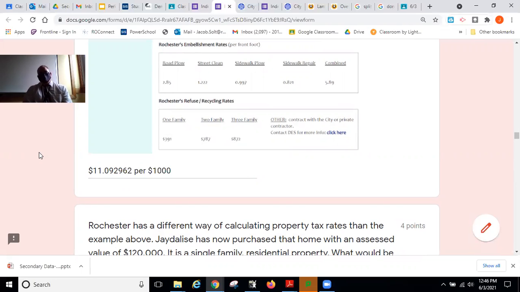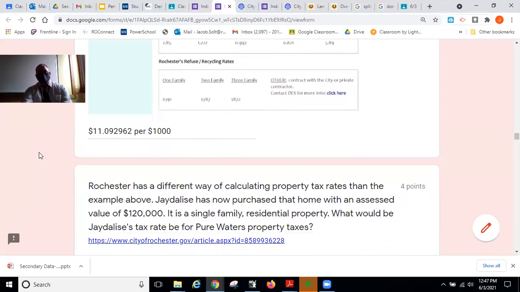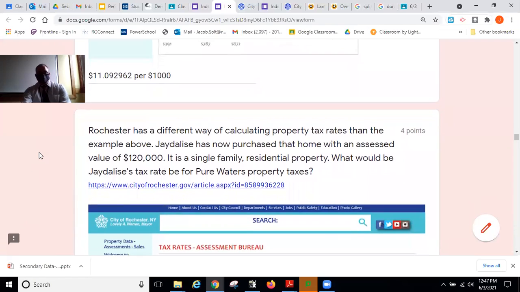I'll show you how to calculate this in the end. First of all, what I'm doing right now is like a treasure hunt. I'm having you hunt for the rates right now, just so you know how to read this website. Because that's the hard part: how do you read this website? How do you find the rates? Then after we find the rates, we'll start calculating the bills, okay?